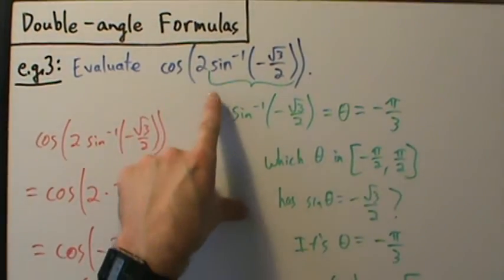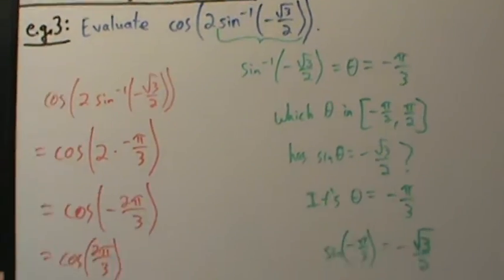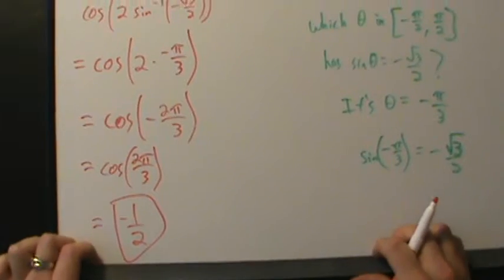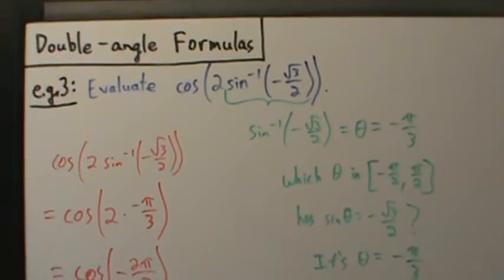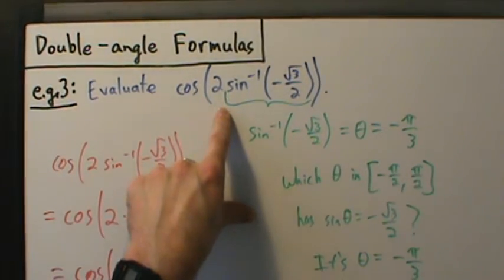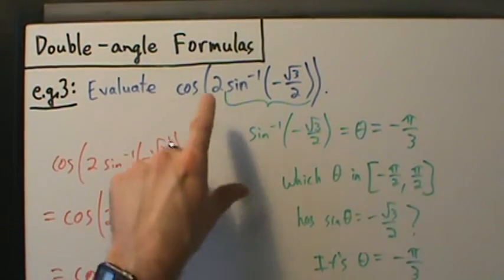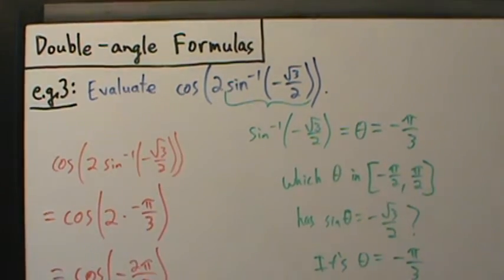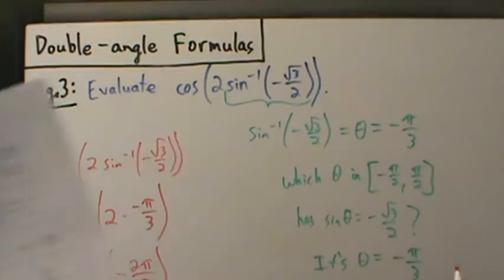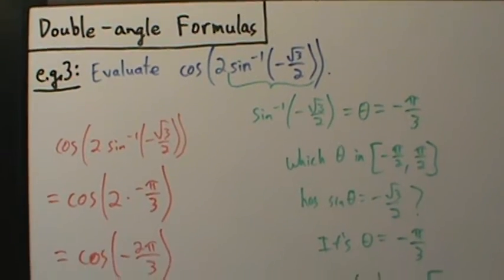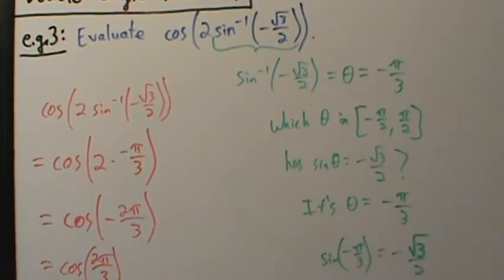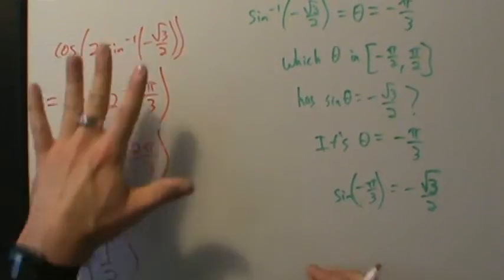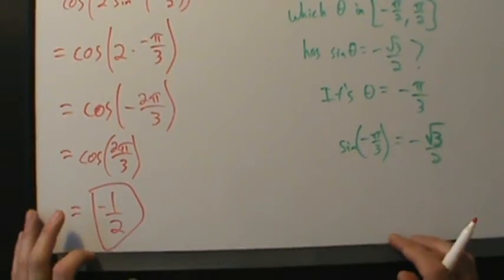Evaluate cosine of 2 times the inverse sine of negative root 3 over 2. The answer is negative 1/2. So that's example 3 of double angle formulas, and we actually didn't use any double angle formulas at all. We have a double angle in here, but the point of this problem is that even though you have 2 multiplied by some angle, you might not have to resort to these formulas. You might be able to do something simpler, and in this case the simpler thing was direct evaluation. We had to remember some things about inverse trig, which wasn't too bad, and then we evaluated directly, remembering some things about the unit circle.